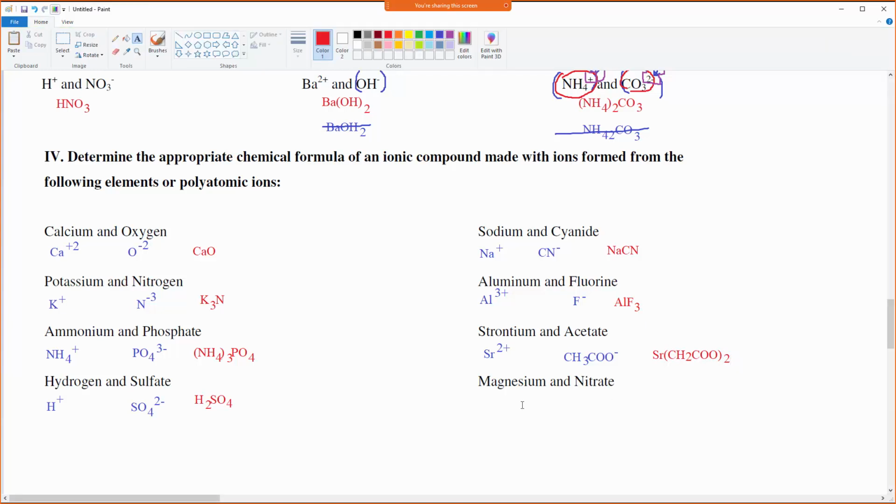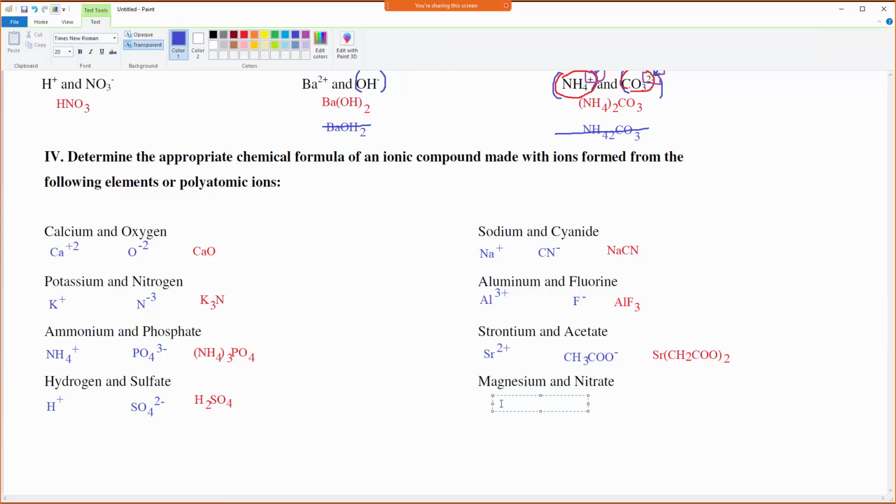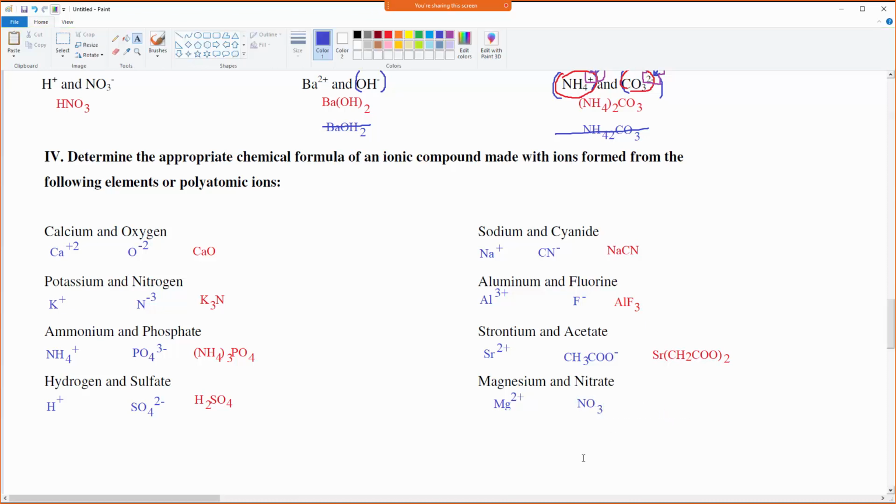Perfect. All right, magnesium, Mg plus 2, and nitrate, NO3 with a -1.